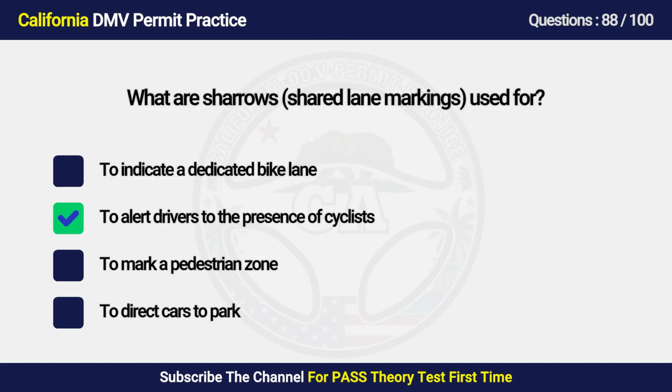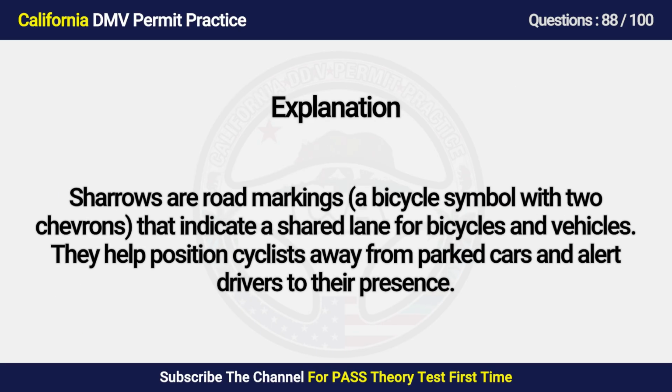Answer is B. To alert drivers to the presence of cyclists. A road marking, a bicycle symbol with two chevrons, indicates a shared lane for bicycles and vehicles. They help position cyclists away from parked cars and alert drivers to their presence.